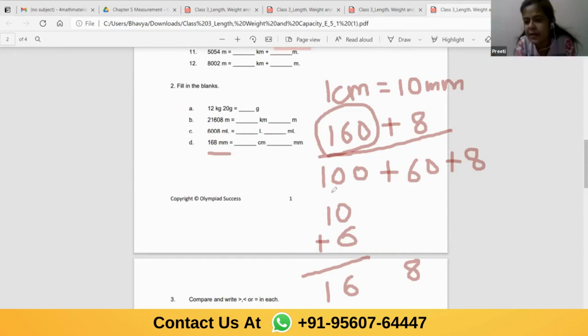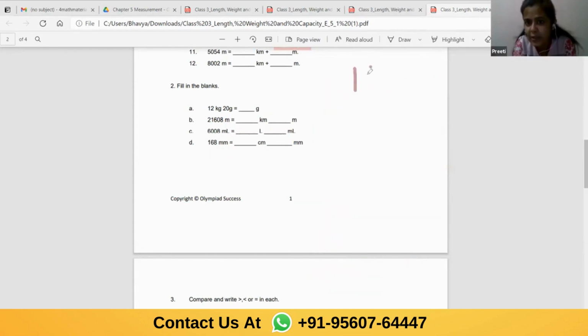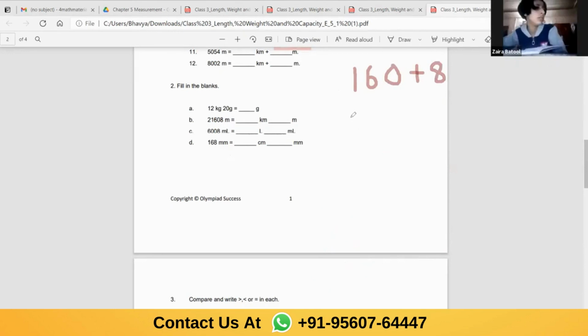But bacha, 100 also should be converted in millimeters, no? I'm sorry, in centimeters. So we will change 160 both in centimeters because we can do that. I didn't understand, ma'am. I'm saying that Pranavi, you are right. The number is 168, correct? Are you saying that we can split it like this, 160 plus 8? Is that what you are saying, bacha? No, ma'am.